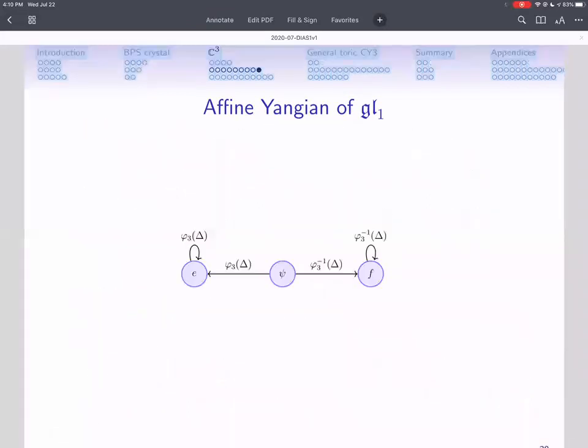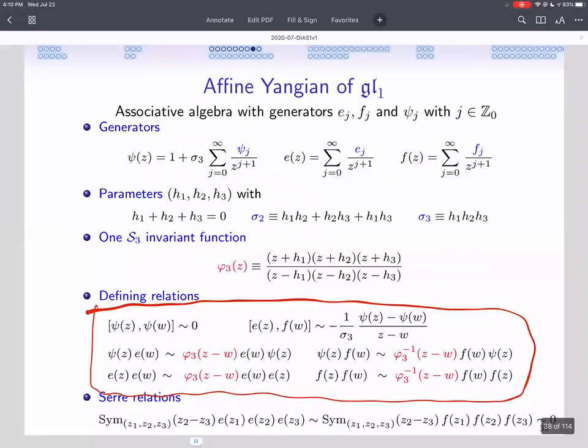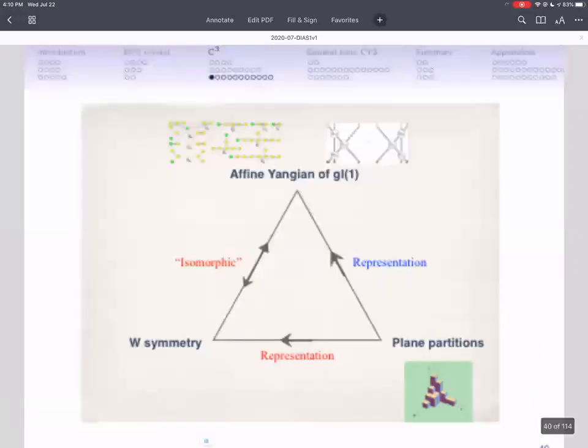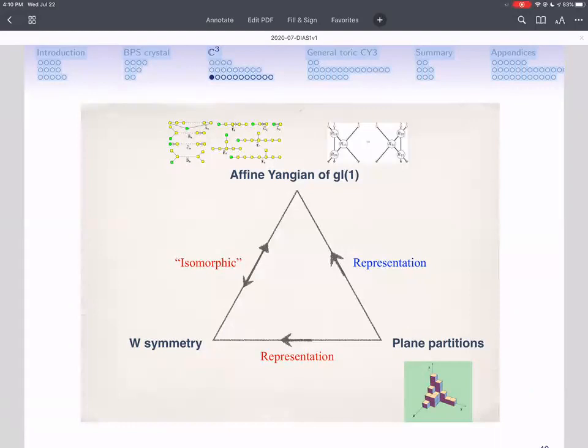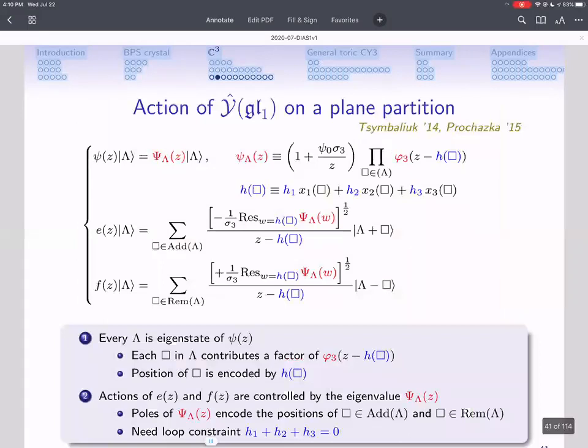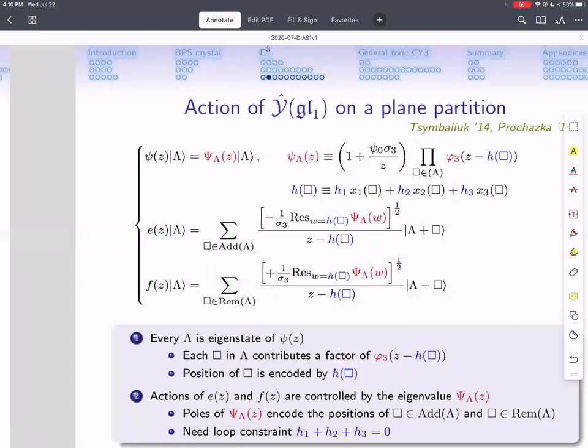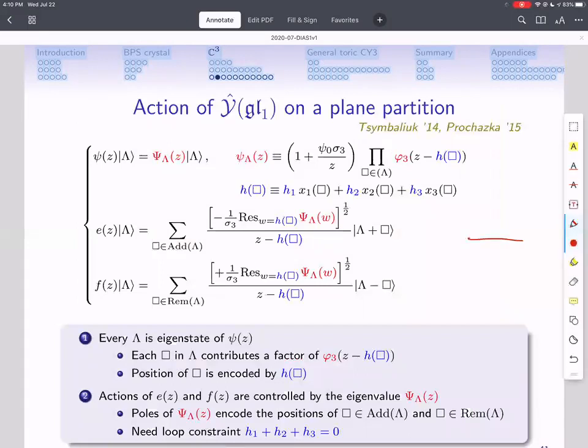So you see the important ingredient is this cubic rational function here. With this formulation of the alpha Yangian GL1 in terms of fields, we can study its representation on the plane partition. So it's written here.